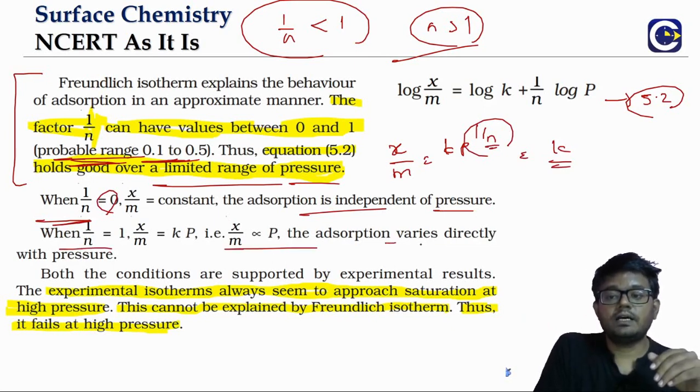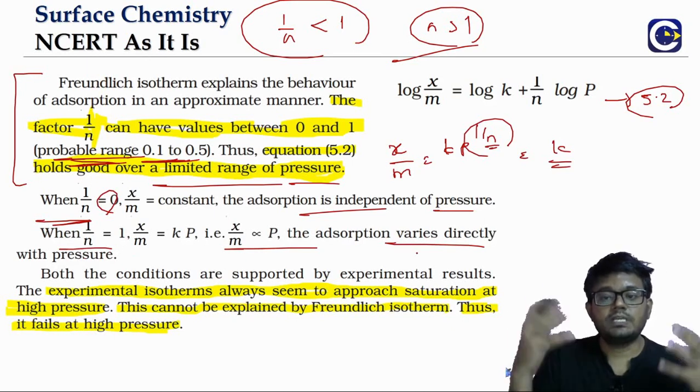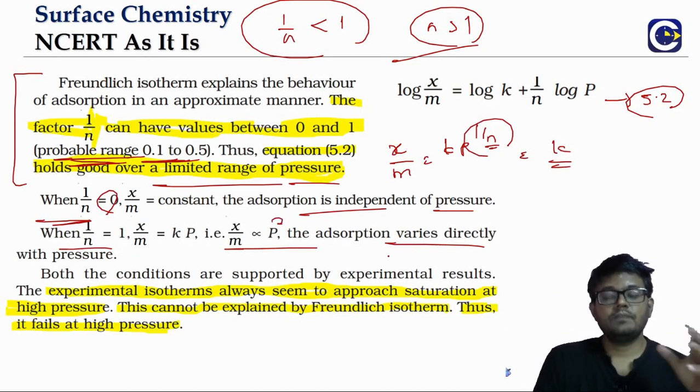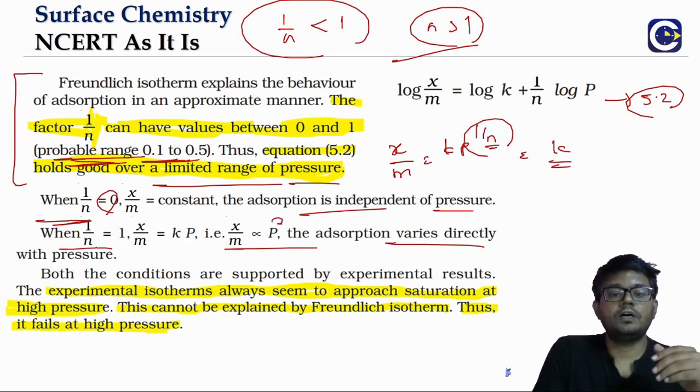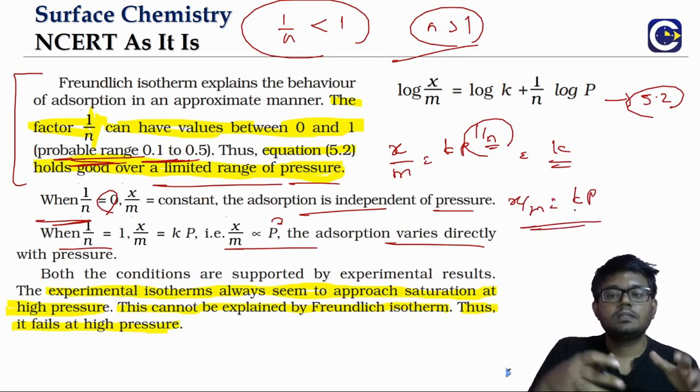If you have the adsorption relation where the extent of adsorption is directly proportional to pressure, even that will be satisfied if you take the value of 1 by n is equal to 1. So if you put 1 by n is equal to 1, what do we have? X by m is equal to K into P, meaning the extent of adsorption is directly proportional to pressure.